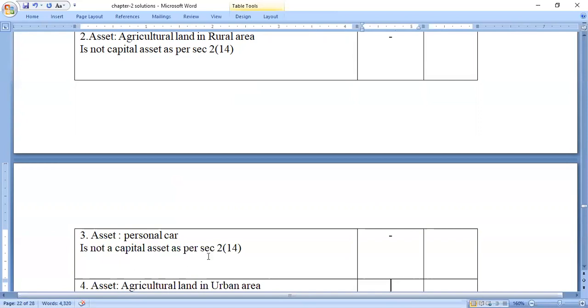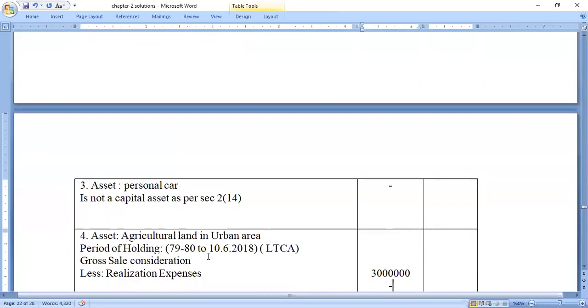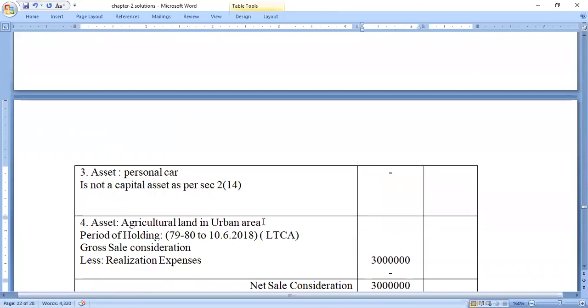Next, we have the fourth asset, that is agricultural land which is situated in the urban area. To calculate the period of holding, start from the purchase date and end on the sale date. The asset has been purchased in the 1979-80 financial year and the sale date is 10/6/2018. So the land will fall in the fourth category. More than 2 years is a long-term capital asset; less than 2 years is a short-term capital asset. So it has been held for more than 2 years, so it is a long-term capital asset.